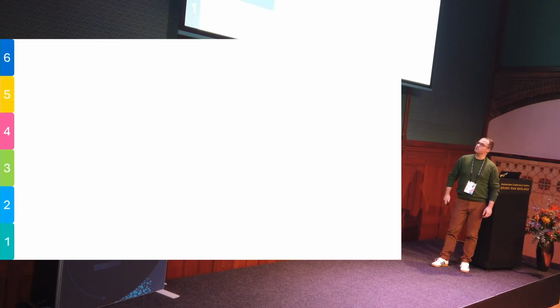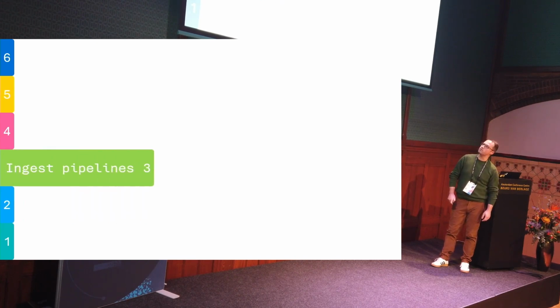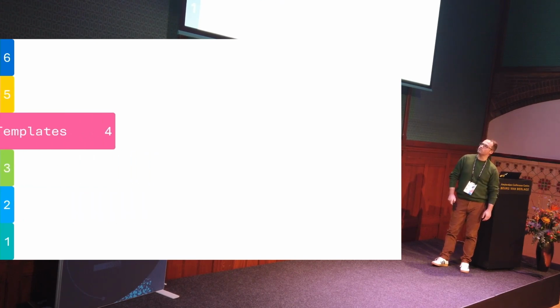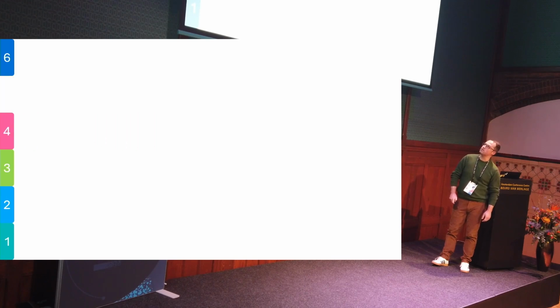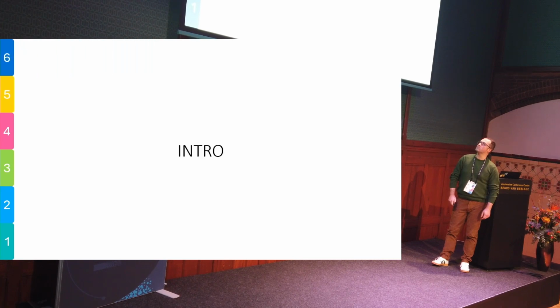I'll run over the chapters first. So we have agents as a second one. Third one is ingest pipelines. Fourth is templates. Then we'll see a bit about integrations, and then the Elastic package. All right, let's start with the first one.